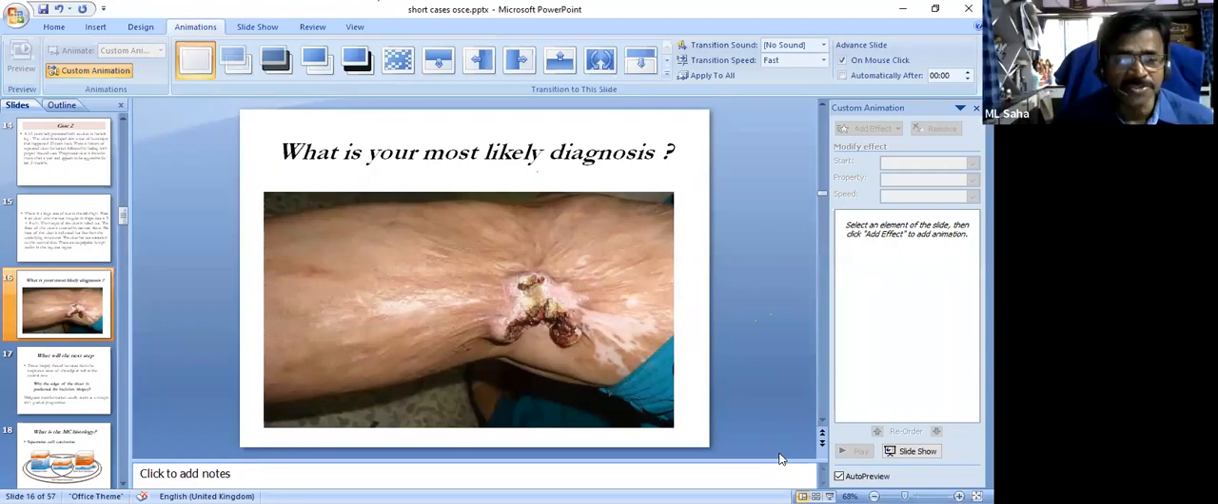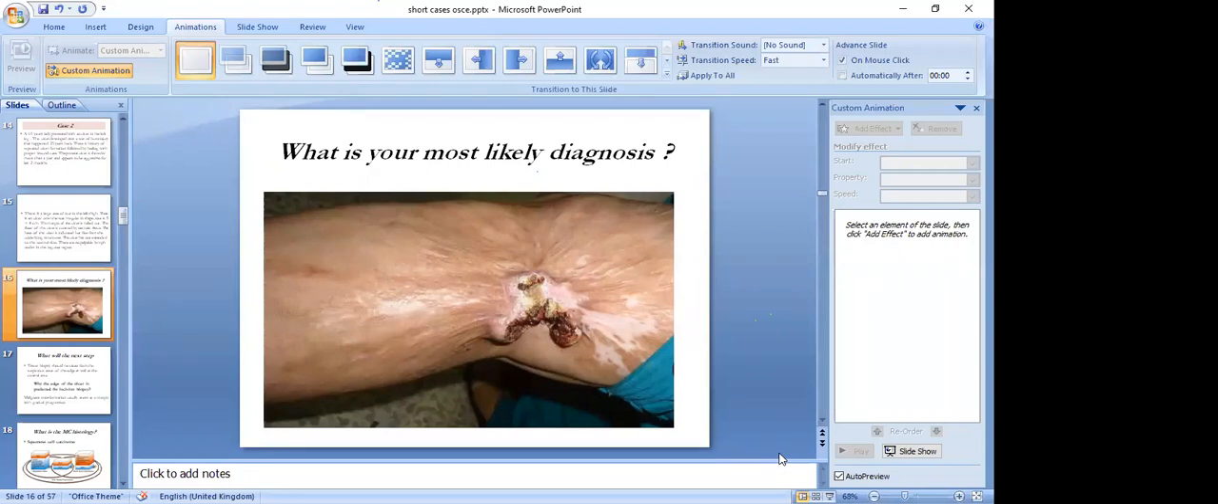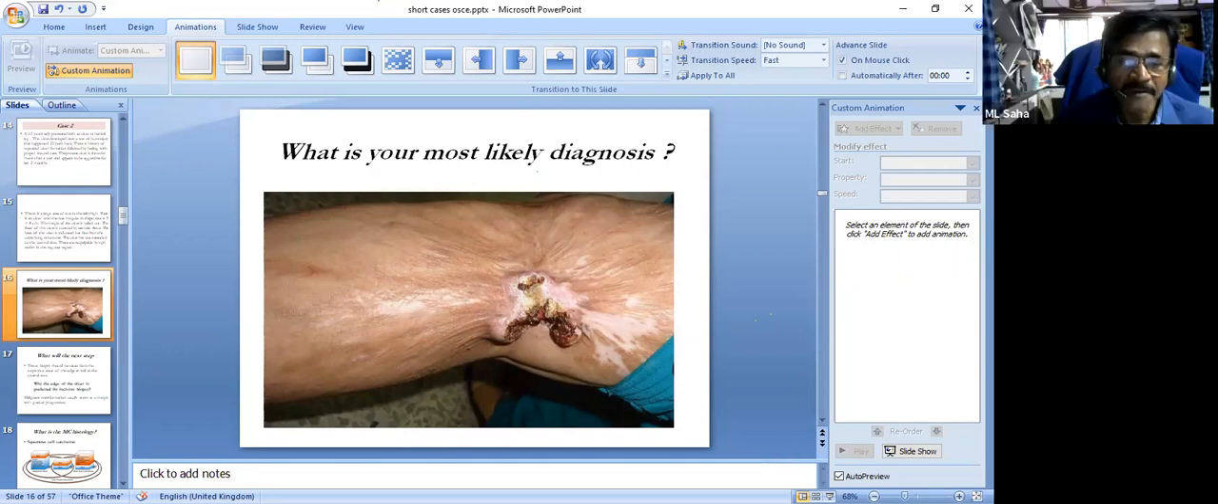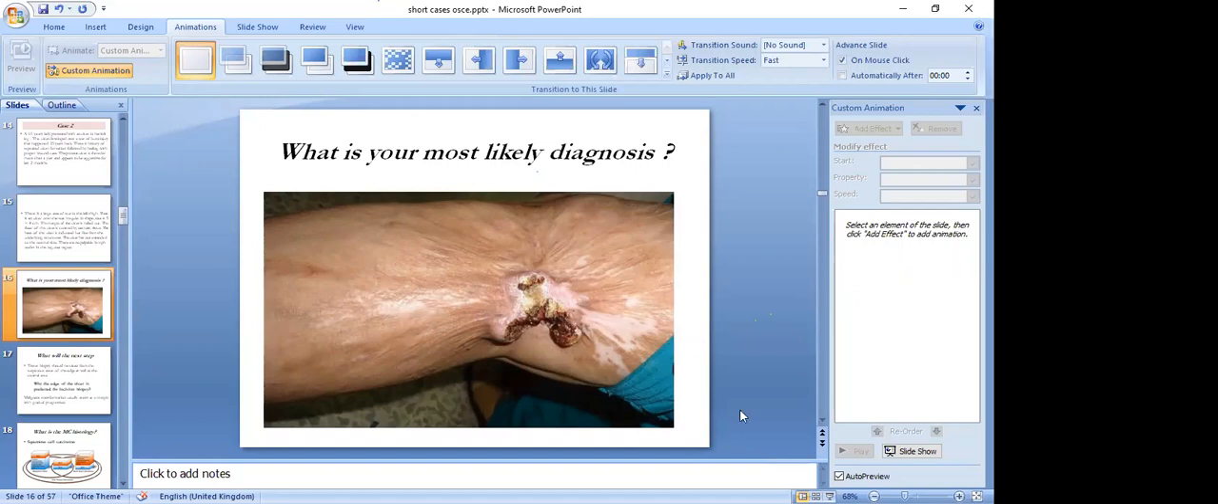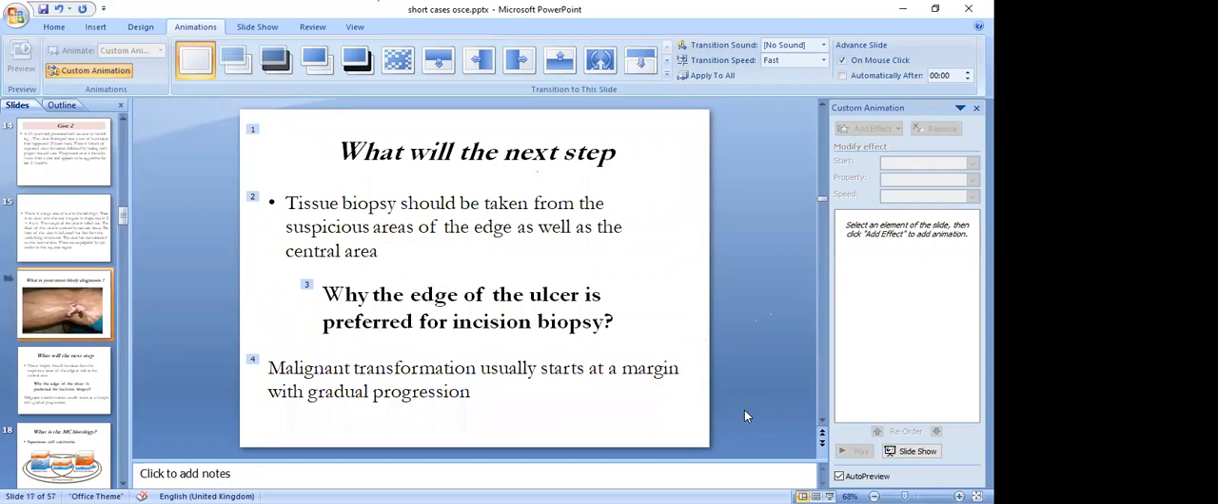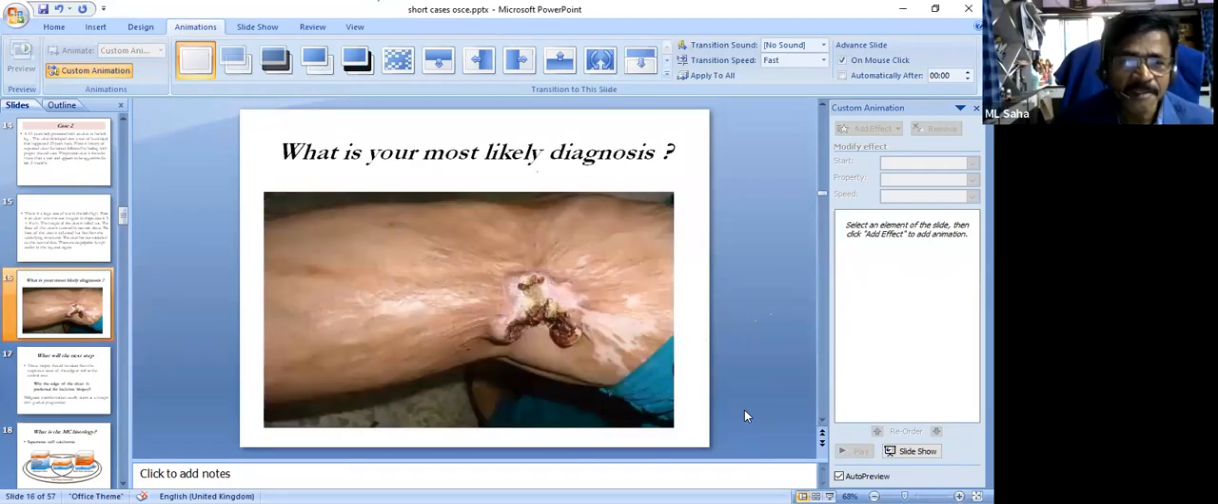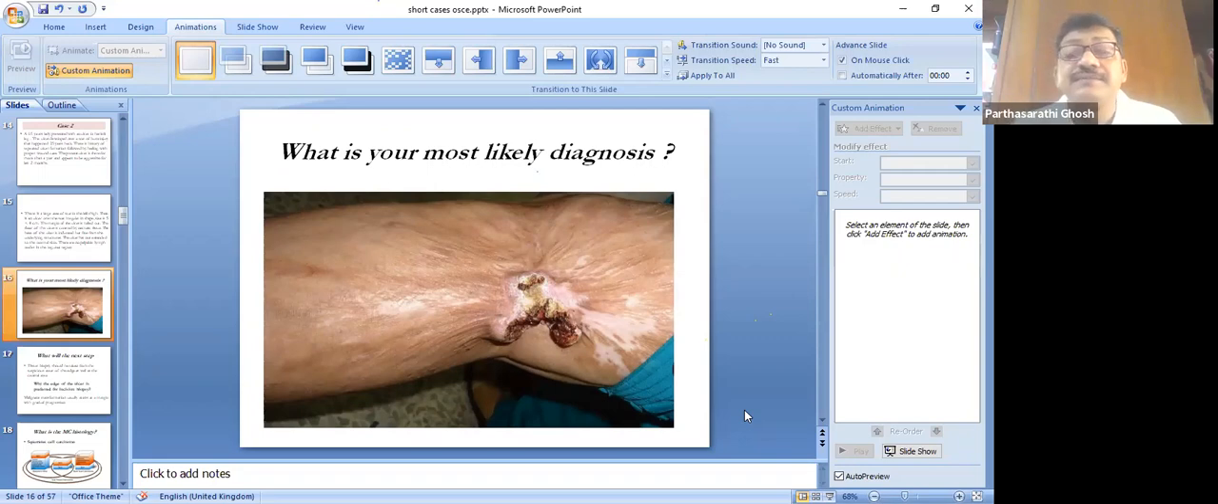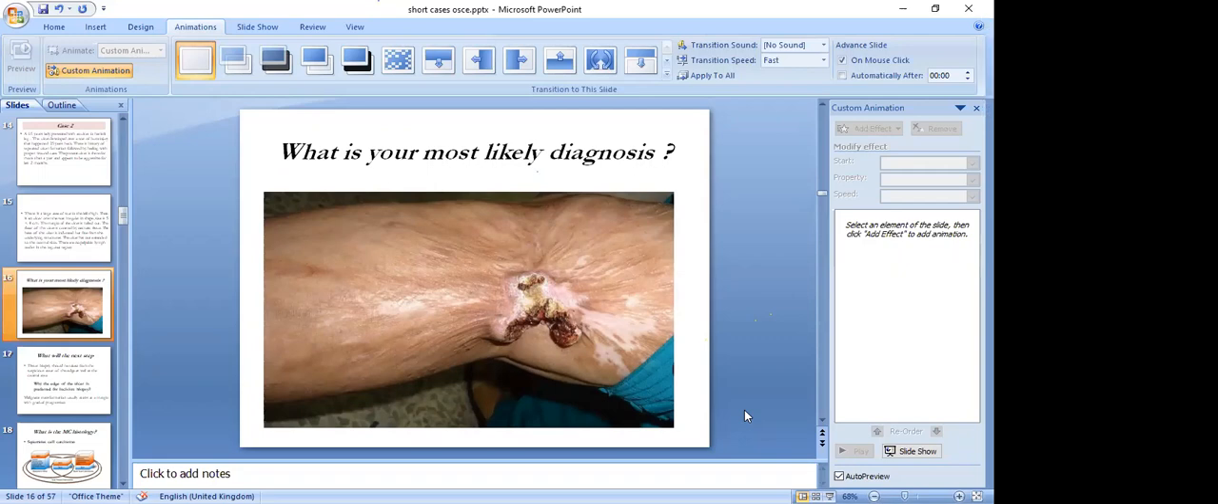What is the likely diagnosis with the history and examination? Sir, this is a case of a Marjolin's ulcer. Developing over a previous burn contracture. And the location? It will be a complete answer. Will you describe the site? Yes, sir. Why are you telling it's a Marjolin's ulcer? Sir, because an ulcer over a previous burn contracture usually turns malignant and it is called Marjolin's ulcer.